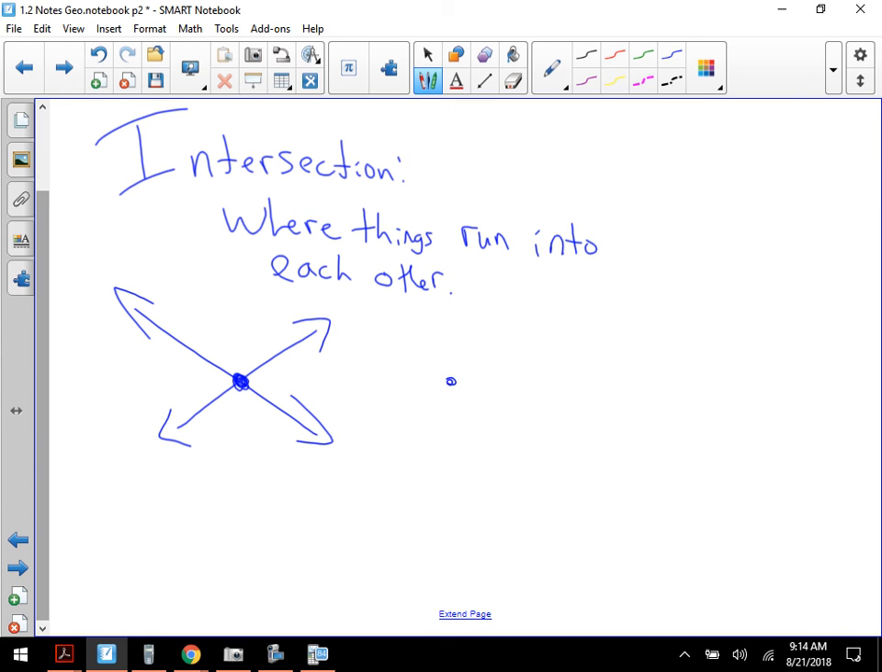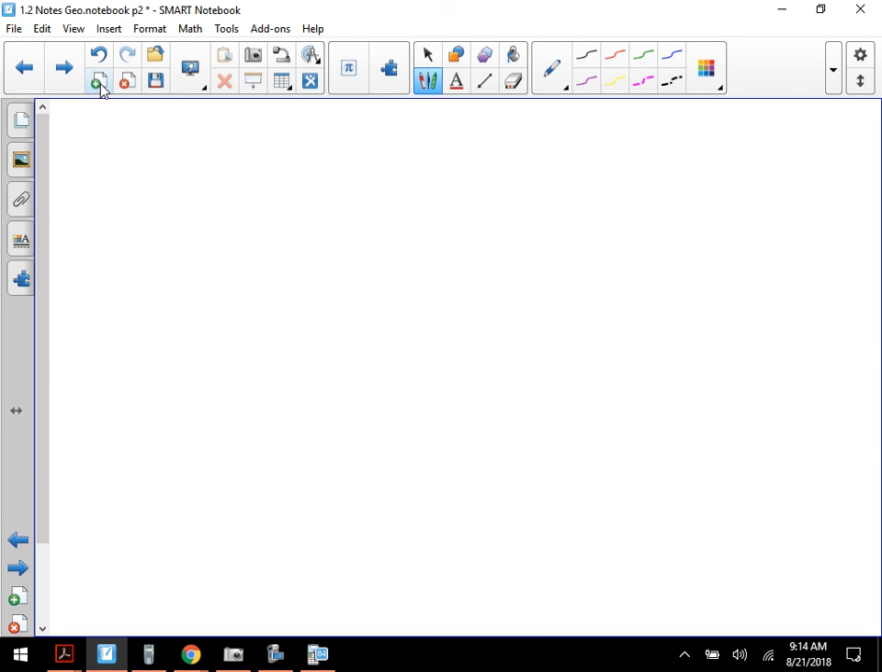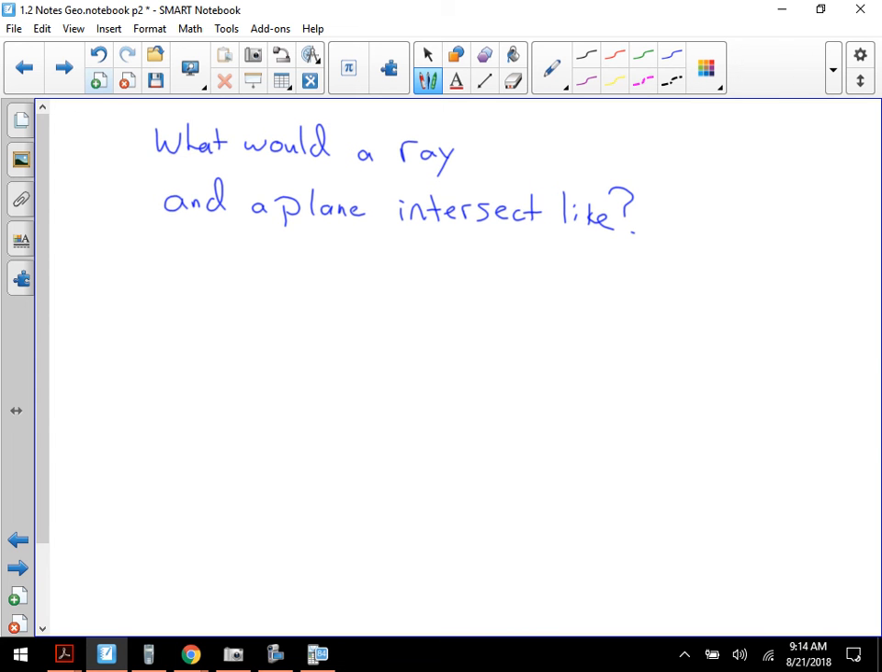Could I say that two segments could run into each other? Two segments could run into each other. Could I say that two rays run into each other? Could I say what would a ray and a plane look like? Think about that. What would a ray and a plane's intersection look like?